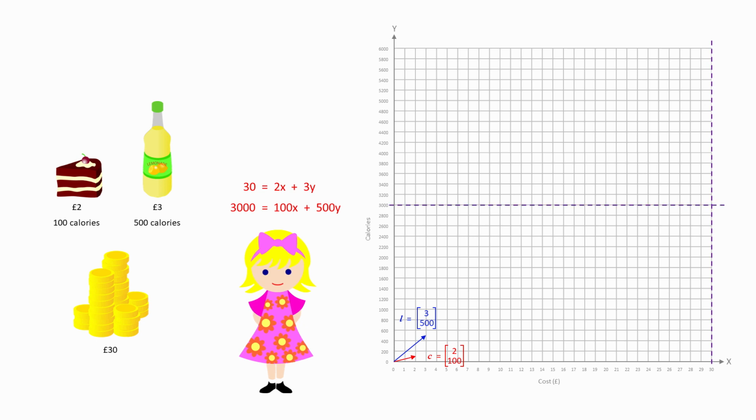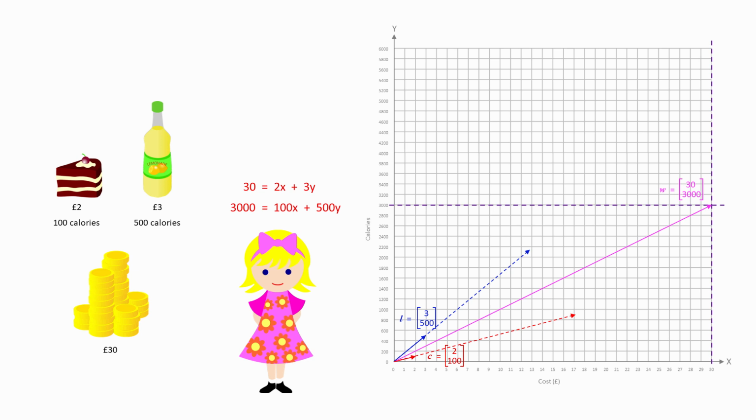However, with a limitation of 3,000 calories, there is only one point at which calories and cost intersect. There is only one solution to this system of linear equations. And Beatrix found it by decomposing a linear combination of C and L.